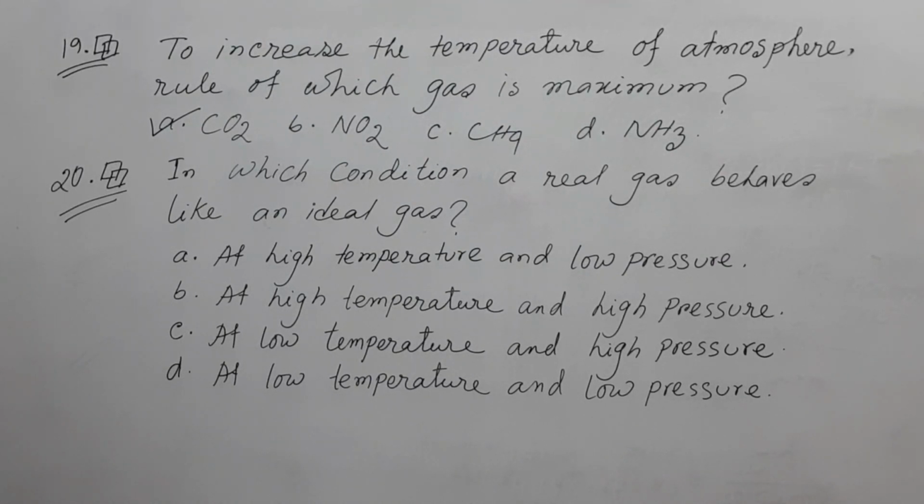And our next question, question number 20. In which condition does a real gas behave like an ideal gas? Option A, at high temperature and low pressure; option B, at high temperature and high pressure; option C, at low temperature and high pressure; and option D, at low temperature and low pressure. And the correct option is option A, at high temperature and low pressure.